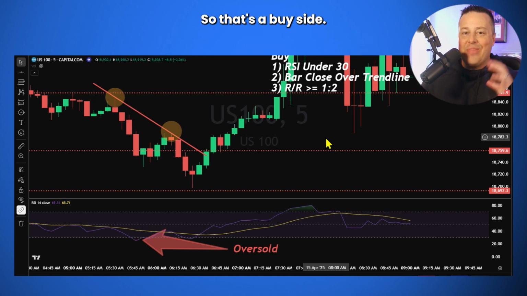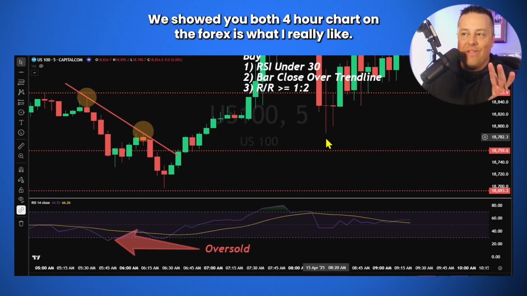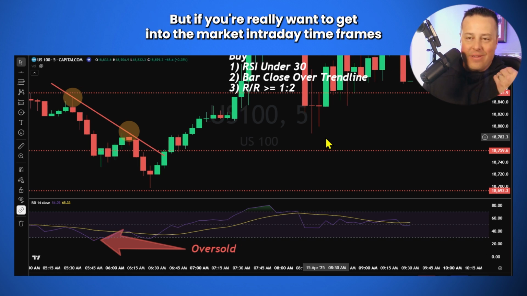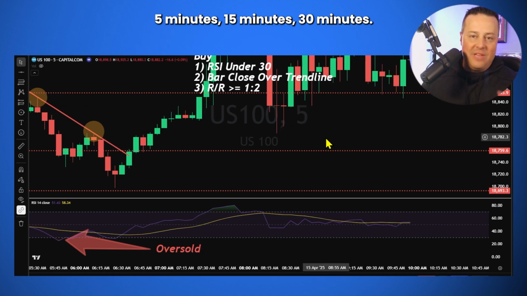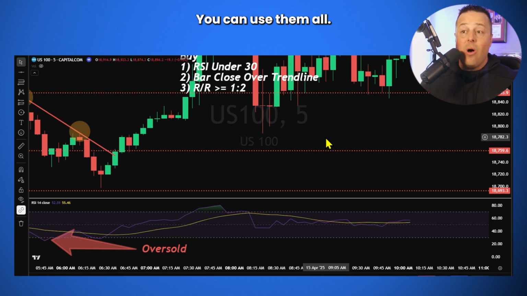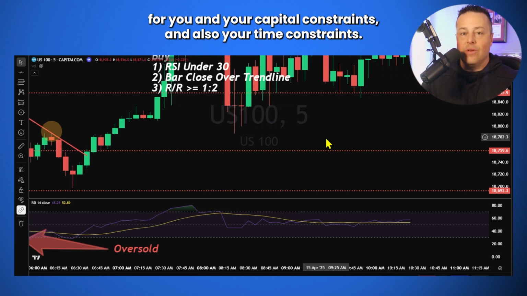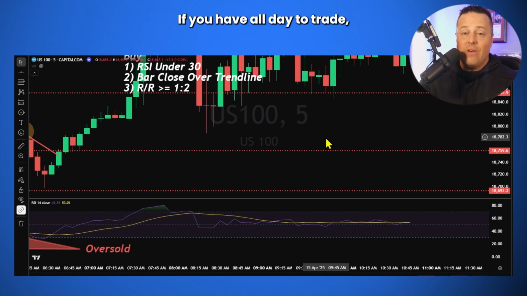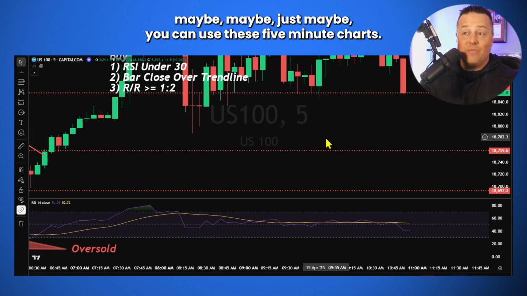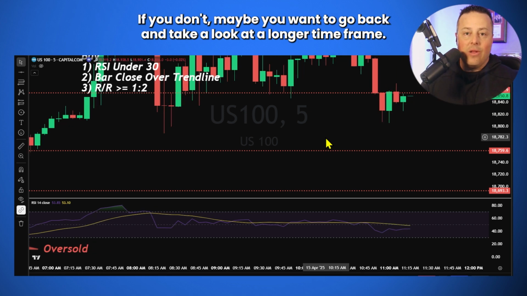So that's a buy side. That's a sell side. We showed you both. 4-hour chart on the Forex is one I really like. But if you really want to get into the market, intraday time frames, 5 minutes, 15 minutes, 30 minutes, you can use them all. Just do a little back testing first and figure out what is the best approach for you and your capital constraints and also your time constraints. If you have all day to trade, maybe just maybe you can use these 5-minute charts. If you don't, maybe you want to go back and take a look at a longer time frame.